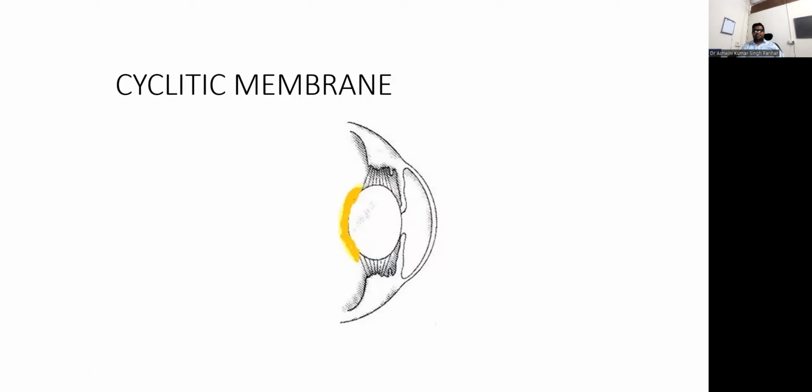This is one picture which is showing the cyclitic membrane. When there are severe reactions, the exudates will get deposited on the posterior capsule. This can lead to the formation of a membrane, and the membrane is known as the cyclitic membrane.